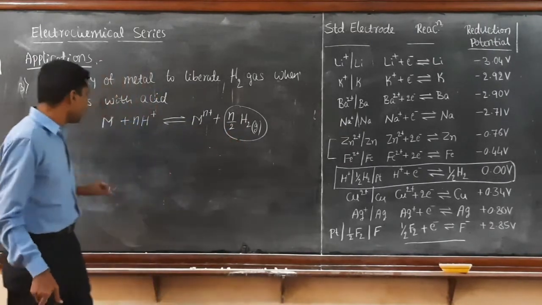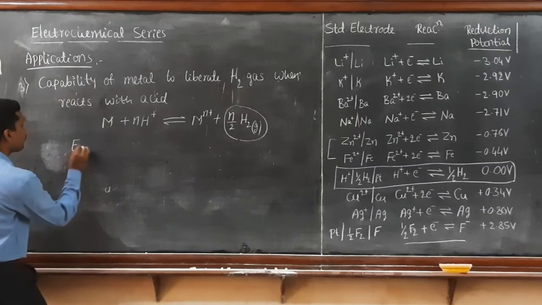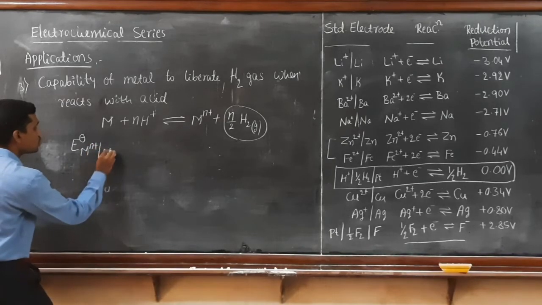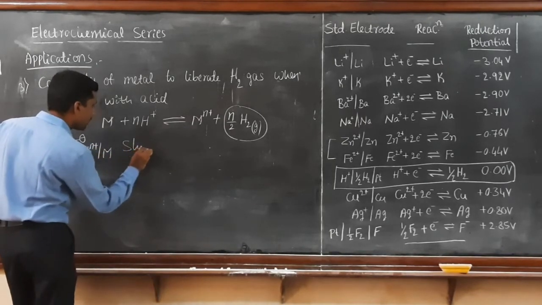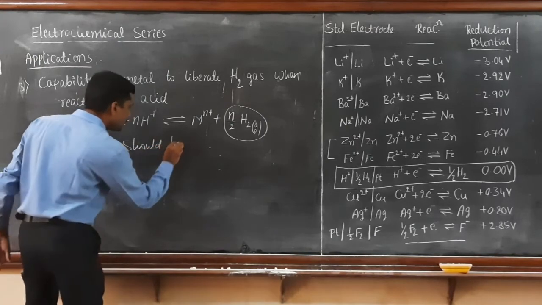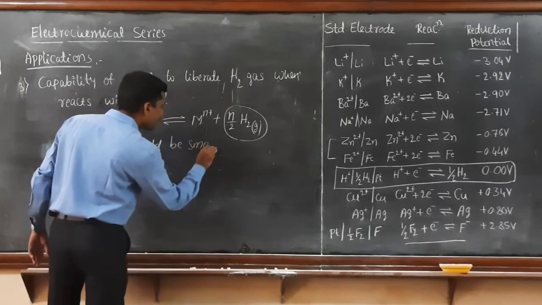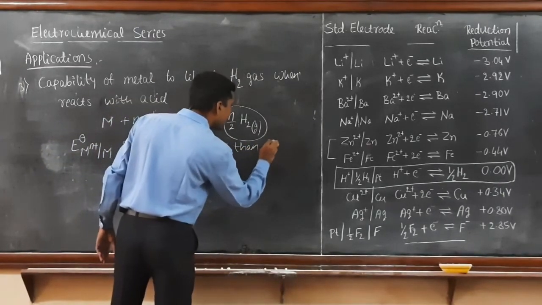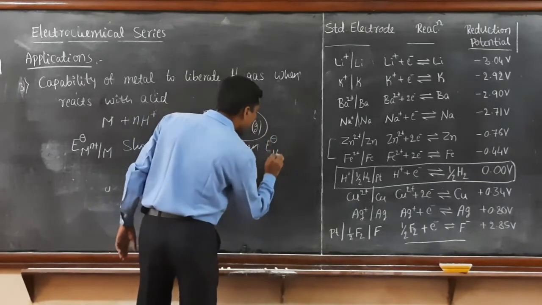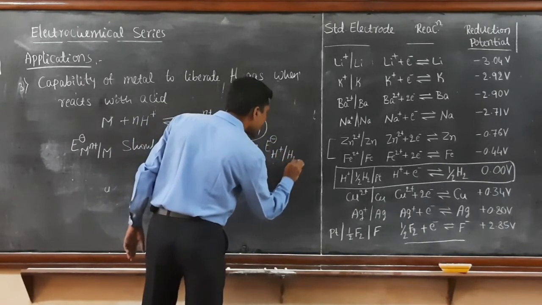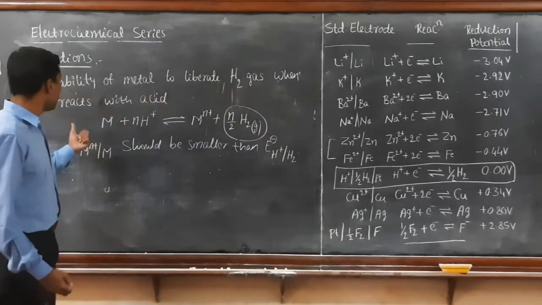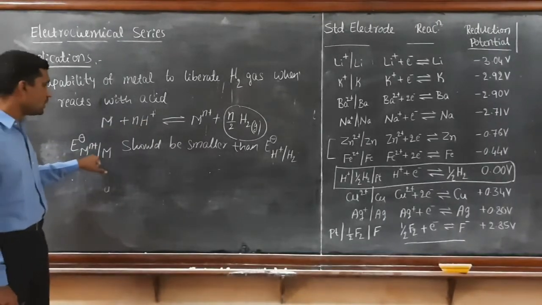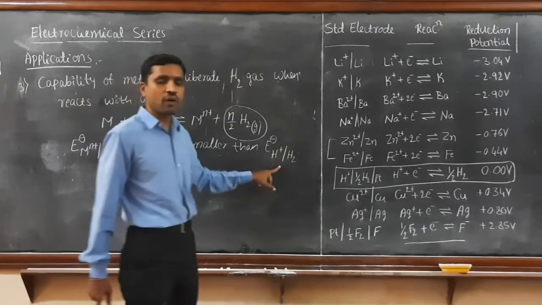This is possible whenever the EMF of that metal ion should be smaller than the EMF of H plus/H2. So in order to liberate hydrogen from a metal, the EMF of the metal should be smaller than the EMF of hydrogen.